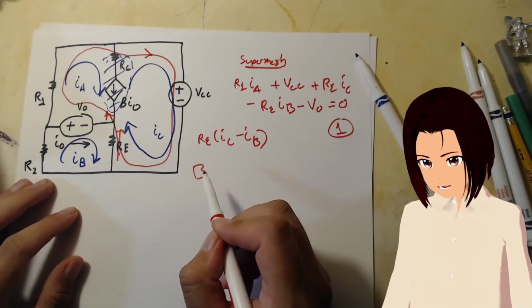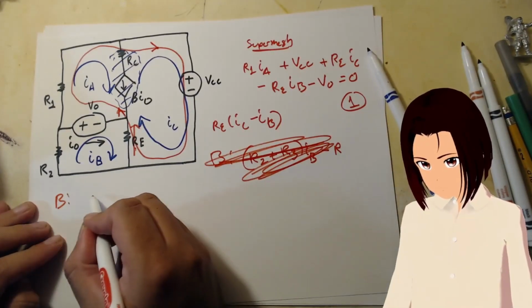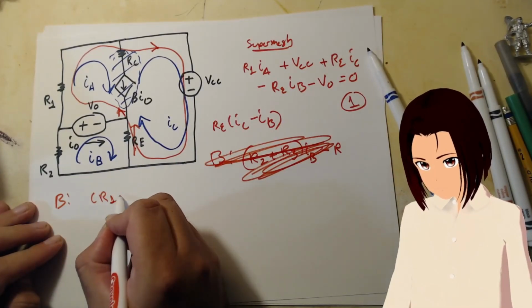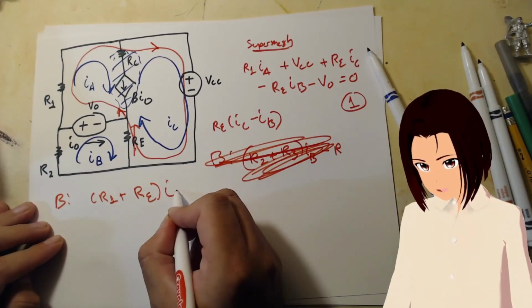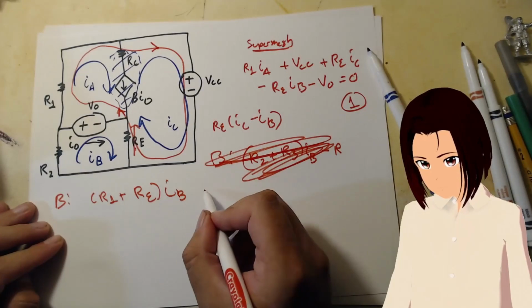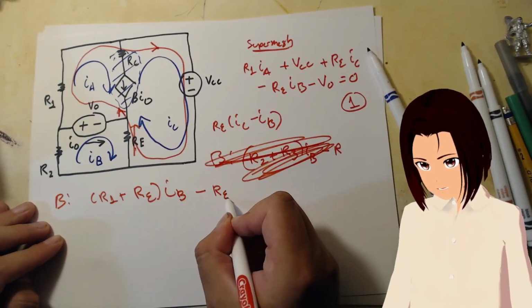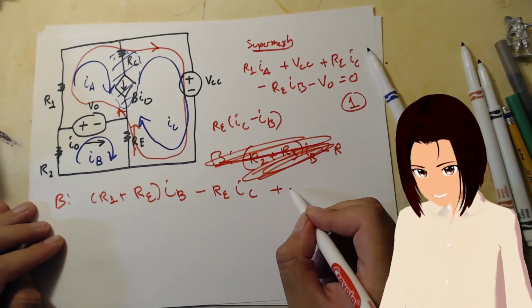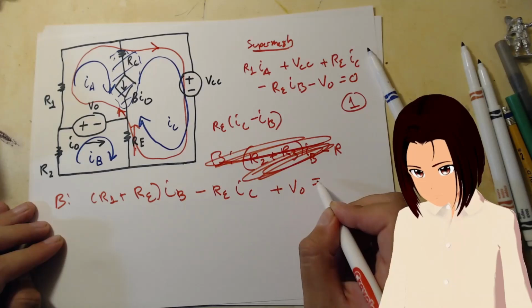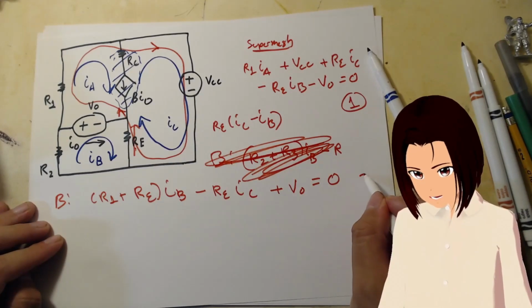Now for mesh B, ignore that I made a mistake. So from mesh B, we can just write R1 plus RE times IB, and that is minus RE times IC, and plus V naught. So that is simply, that's 0, and that is our second equation.